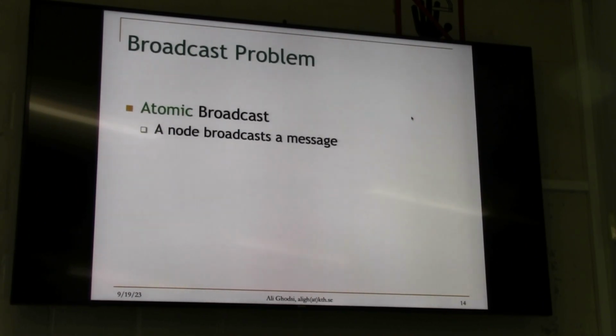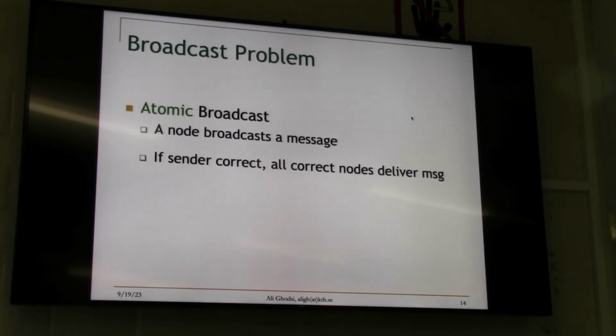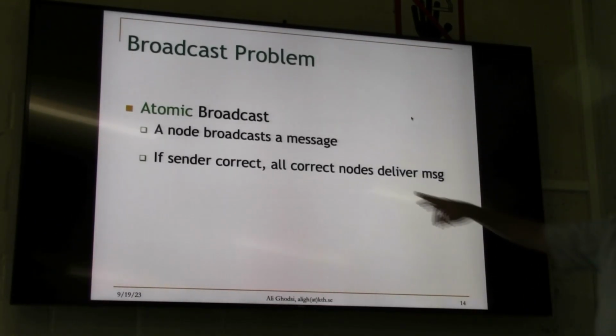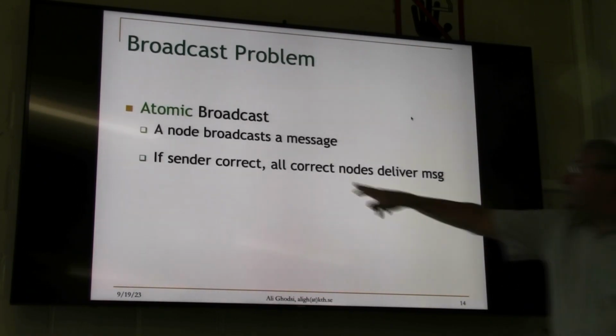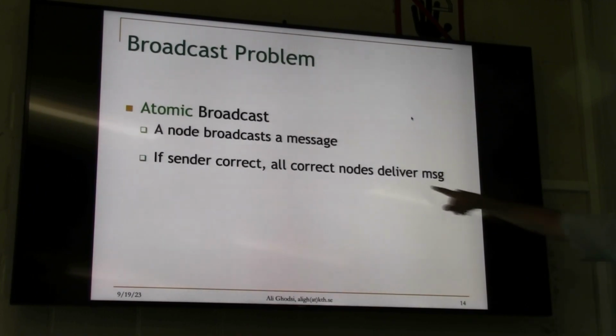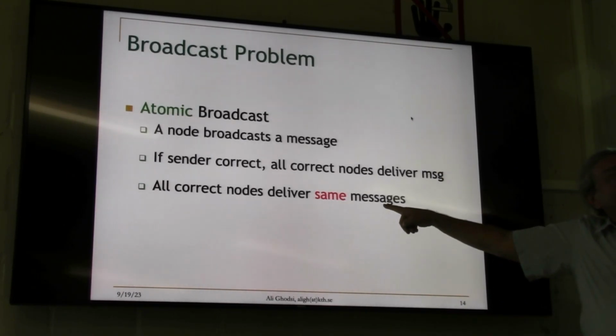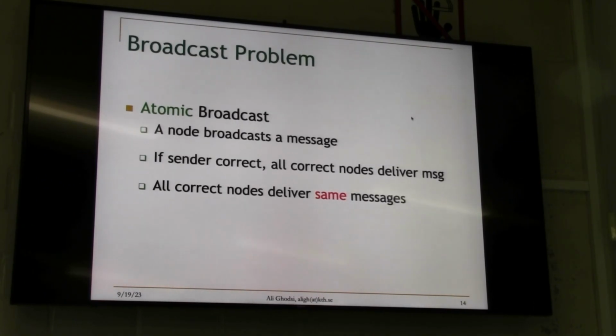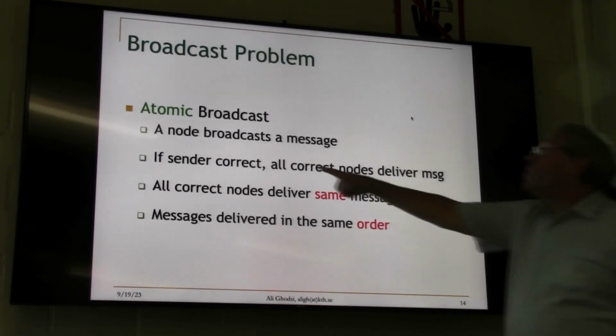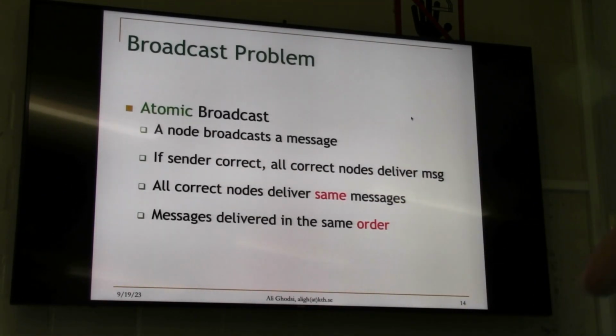So one node broadcasts a message, okay, and the message is sent to all the other nodes, and then there are properties. So let me define now the precise properties. So if the sender does not fail, so we say the sender is correct, all nodes that do not fail, we call them correct nodes. So a correct node is a node that does not fail during the algorithm. They will all deliver the message to the user of that node. Okay? They will also all deliver the same messages, clearly, otherwise it's not a broadcast. And there's a third property, which is why we call it atomic broadcast. Messages are delivered in the same order.